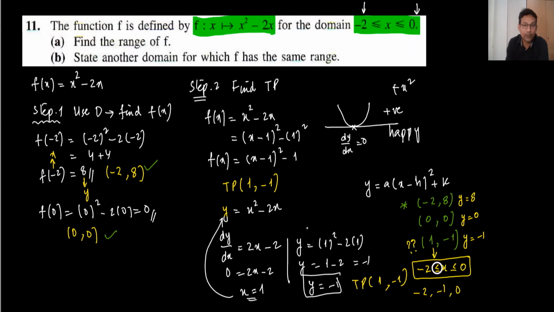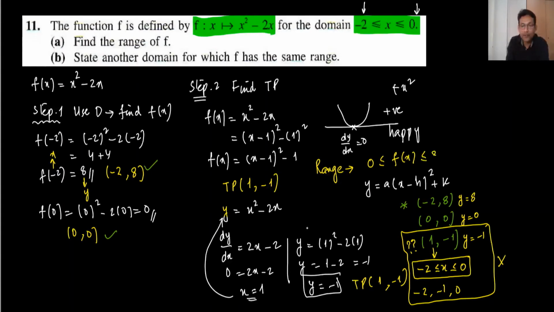The given domain is very important. When the turning point is not coming in it, I will not use the turning point. I will use only 0 and 8. So the right answer to find the range of this question is 0 to 8.